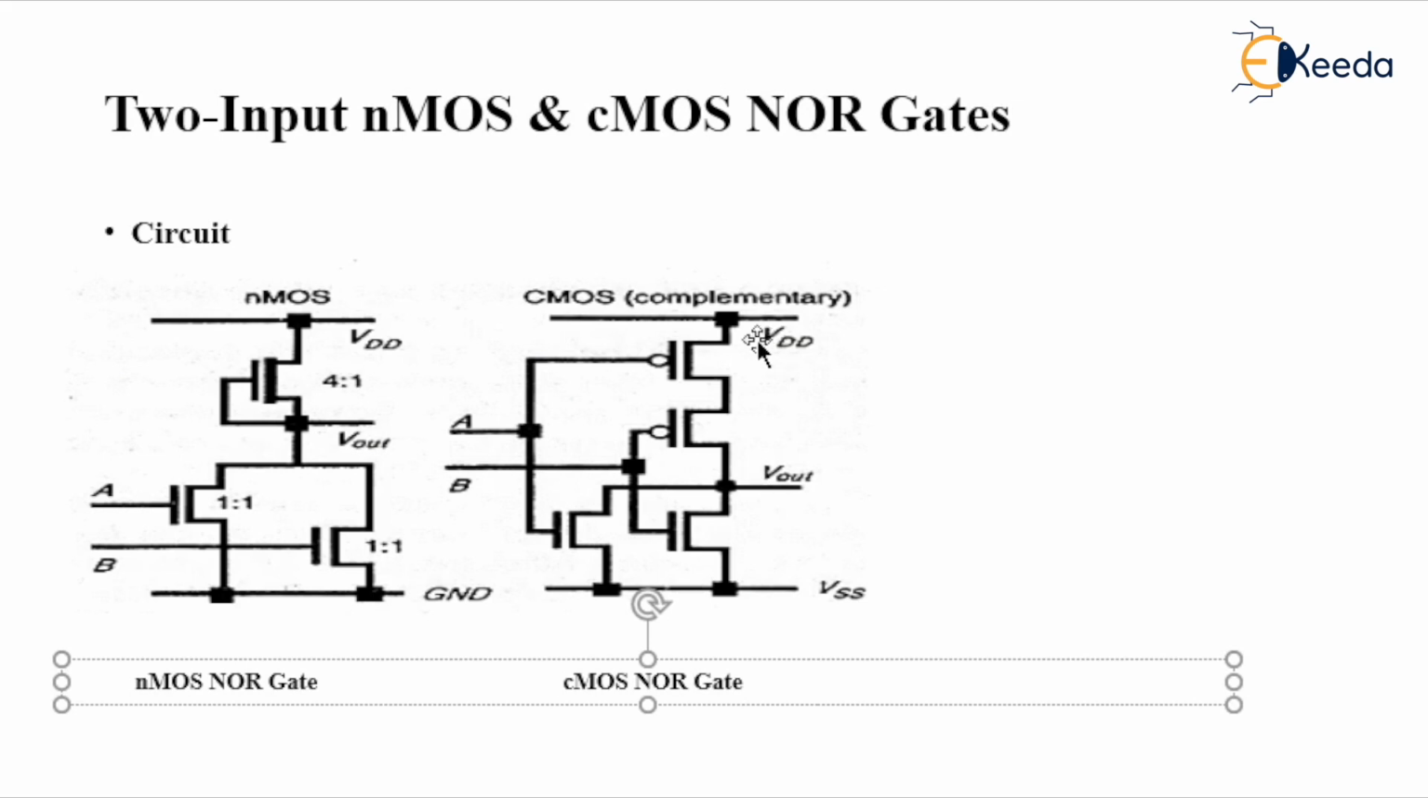So this is the resultant circuit of a complementary metal oxide semiconductor field effect transistor, and this is the N-channel metal oxide semiconductor field effect transistor. This is for the NOR gate, not for the NAND gate. So this is the NOR gate CMOS realization, and this is the NOR gate NMOS realization.